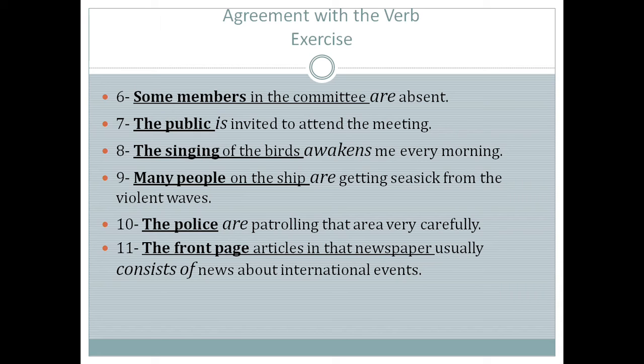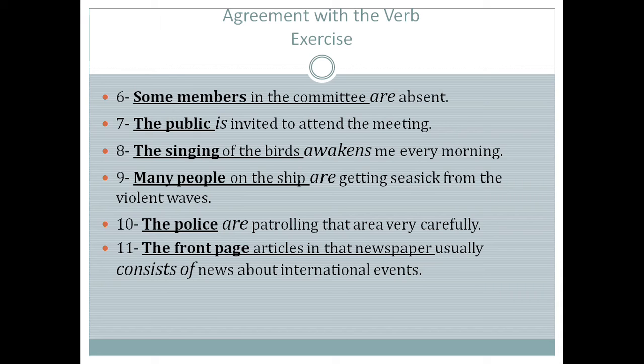Number 9, many people on the ship are getting seasick from the violent waves. So many people on the ship, these underlined words are the entire subject. Many people is the subject, the word that agrees with verb are. Number 10, the police are patrolling that area very carefully. The noun police is always plural. So the police are, it agrees with plural verb are.